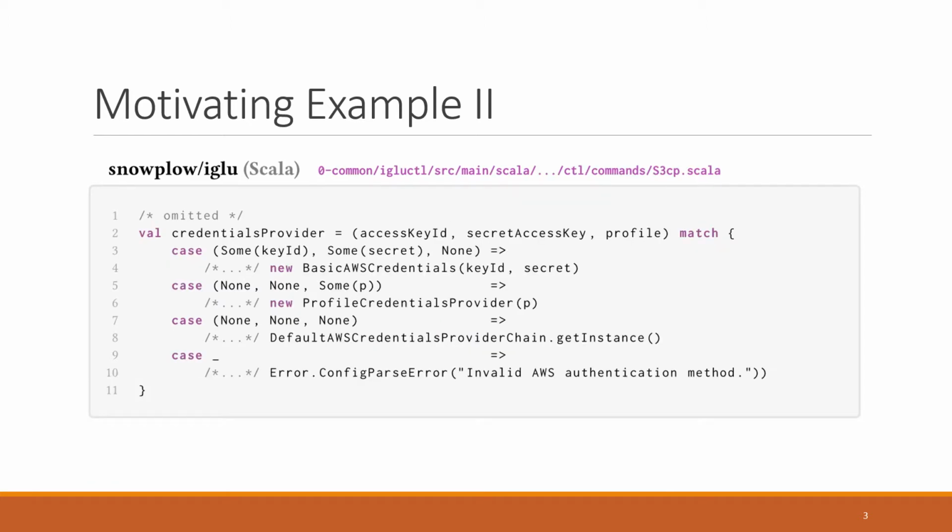Here is another example. This time it's a Scala program. Here we have a function called credentials provider. It takes 3 arguments, all of which are options. And then we can see it handles some of the cases. For example, the case where we have a key ID and a secret, this happens. And 2 more cases are handled. However, if we are not in one of these 3 cases, an error happens and the program will go wrong. So again, we see this pattern where apparently the nonness or sumness of these 3 parameters are interrelated.